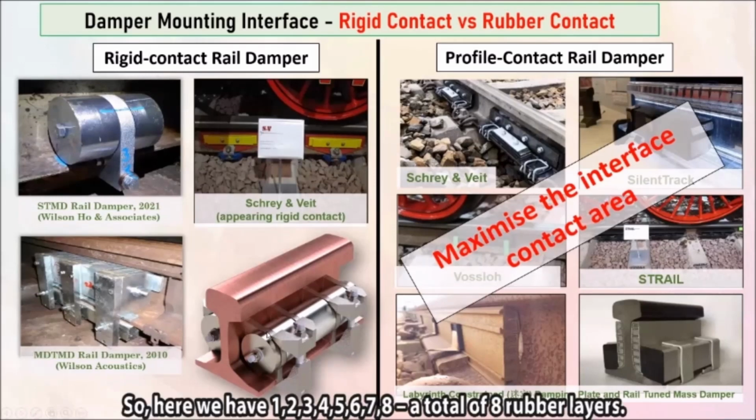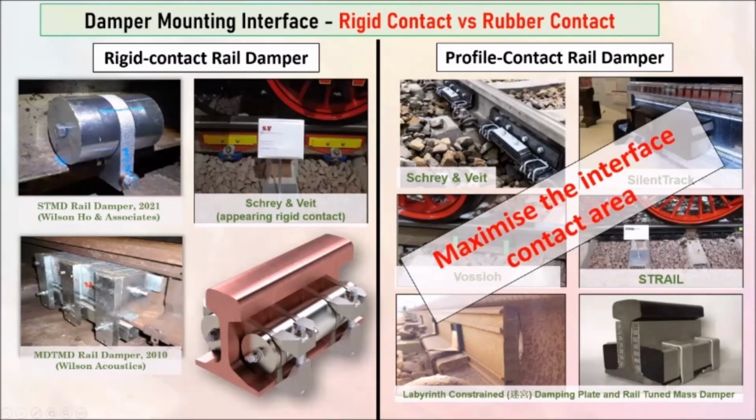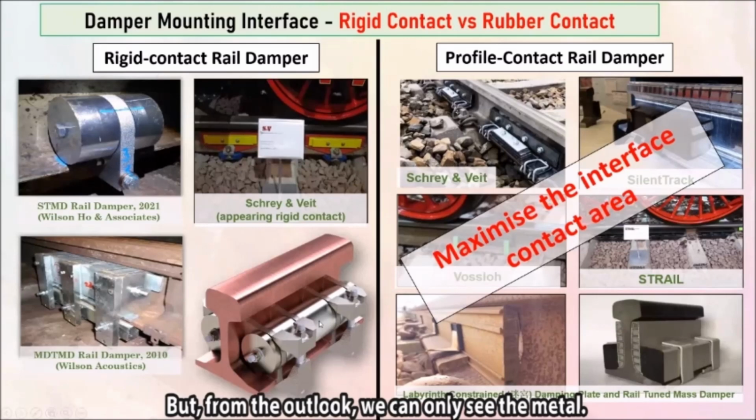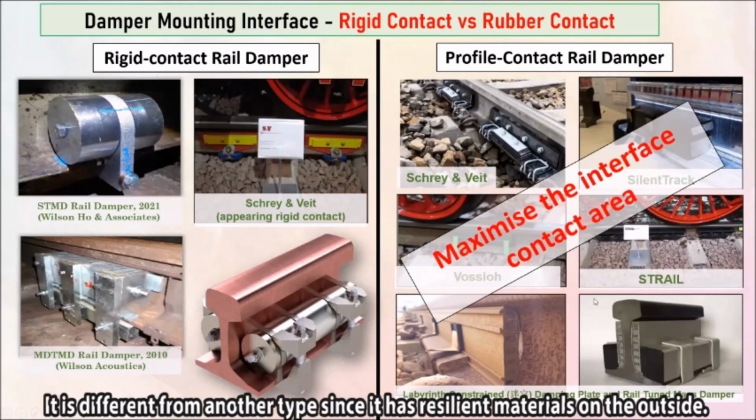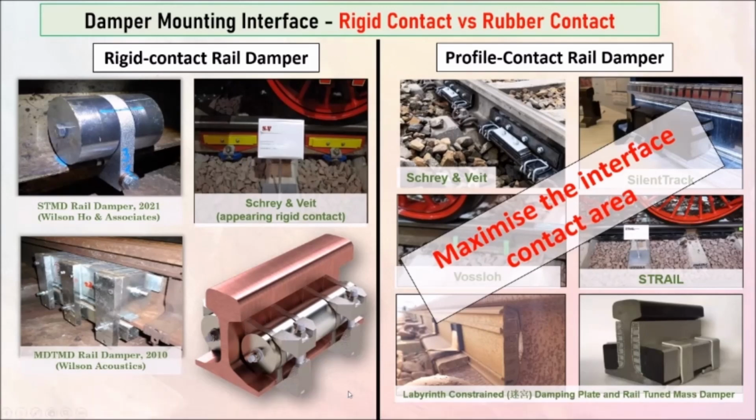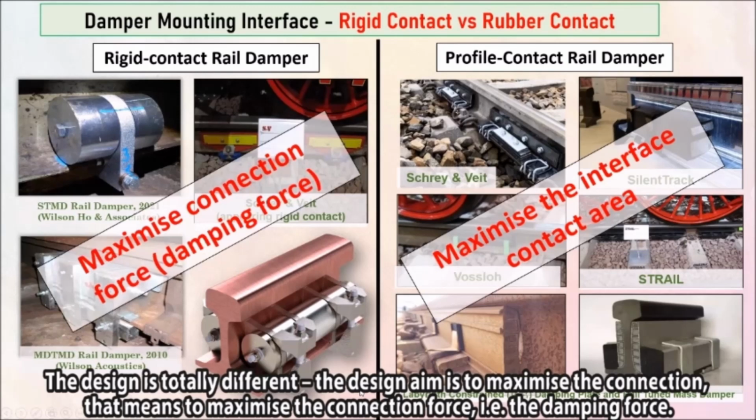So in this one, we have 1, 2, 3, 4, 5, 6, 7, 8, total of 8 rubber layers. But from the outlook, we can only see the metal. It's different from the other type. They have some resilient material on the outside. Okay, the design is totally different.